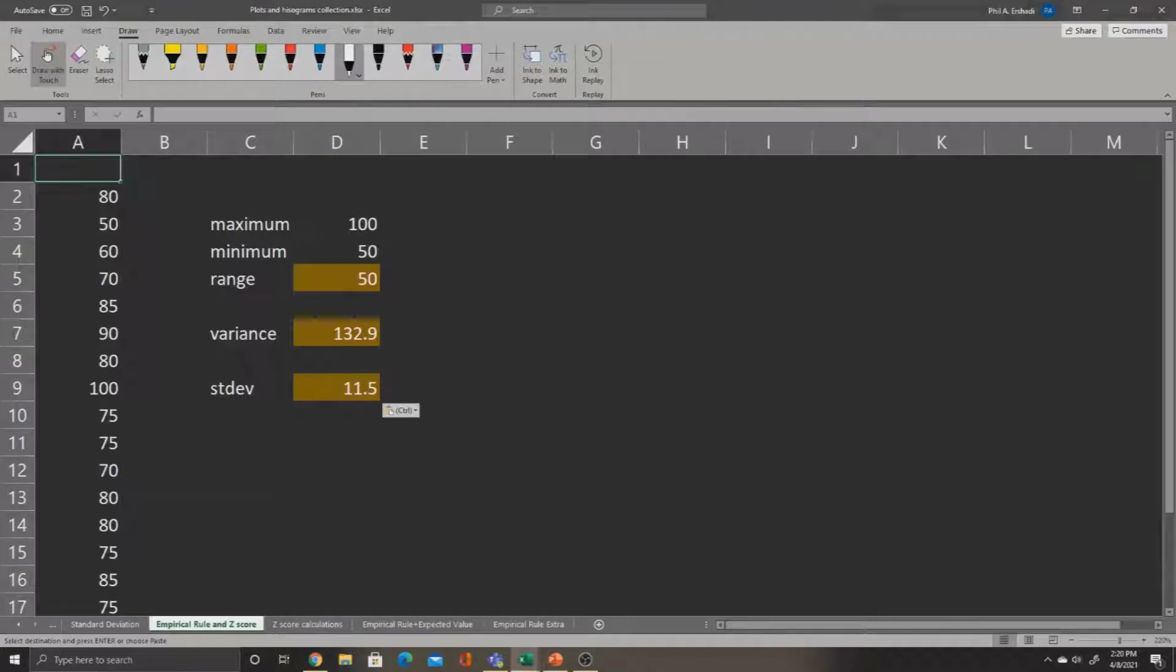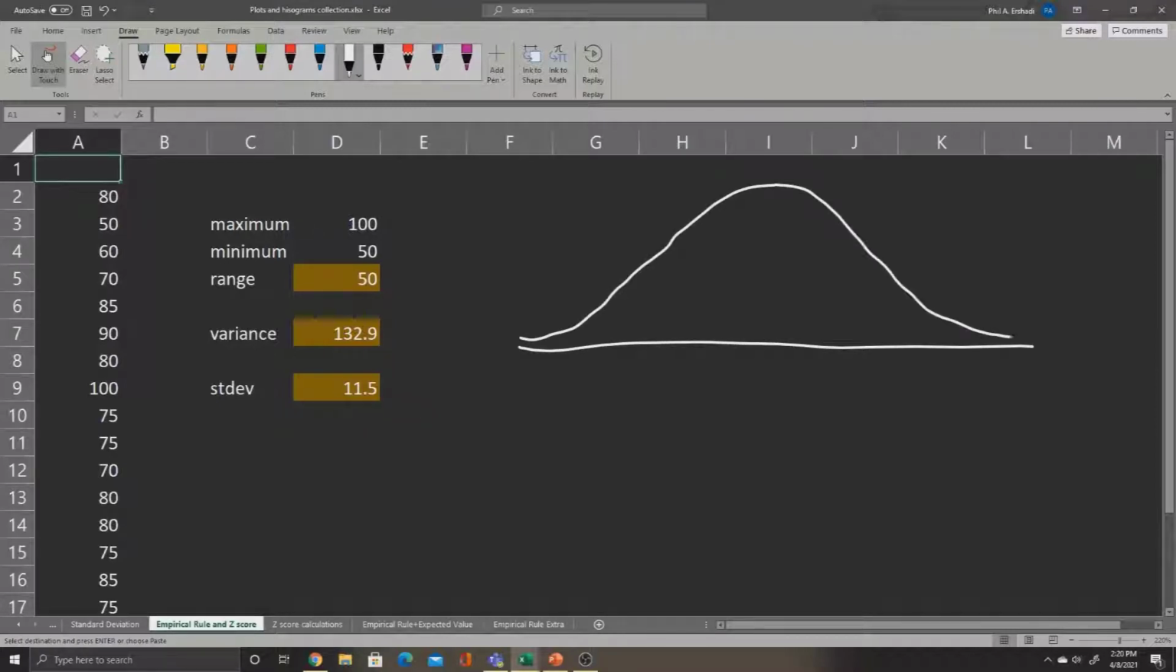Here we'll do a little bit more investigation about the bell curve. Let's first begin by drawing a bell curve. The highest point on this curve is called the mean, or average. Let's calculate the mean in Excel now.